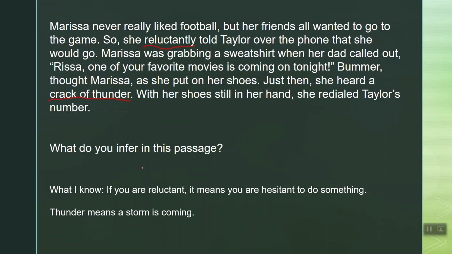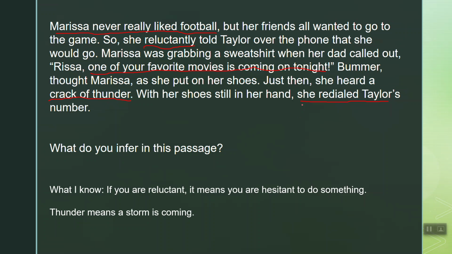Now, some clues from the text that I could put with this knowledge. Well, we know that Marissa never really liked football, right? So she doesn't like football, so that would explain why she's reluctant or hesitant to go to the game. It also says she heard a crack of thunder, which we know means a storm is coming. And her dad has just told her that one of her favorite movies is coming on tonight. She redials Taylor's number. So she just told Taylor she would come to the game, but now she's dialing that number again after hearing a crack of thunder and knowing that her favorite movie is coming on. So what can we infer from this passage?